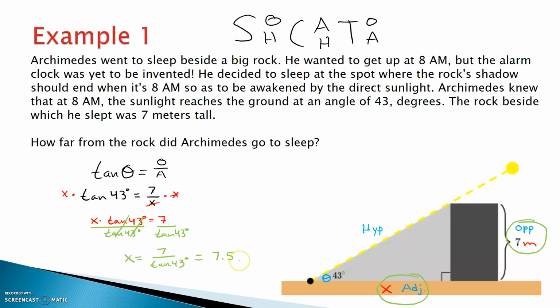Now again, what did that represent? What were we trying to find? The distance away from the rock. So this entire distance down here where x was, that measures what? 7.5 meters.